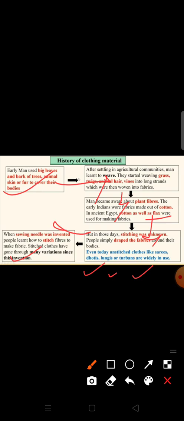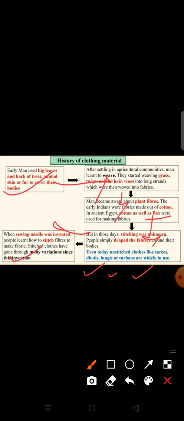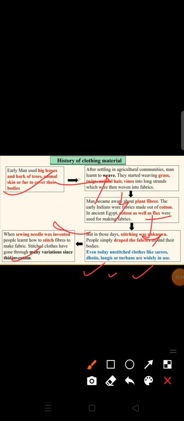All right, so with this we have completed this chapter, and in this chapter we have discussed the different types of fibers: natural fibers, synthetic fibers and mixed fibers. Also we have discussed the advantages and disadvantages of natural and synthetic clothes. And we have also discussed cotton, uses of cotton, cultivation of cotton, and processing of cotton.